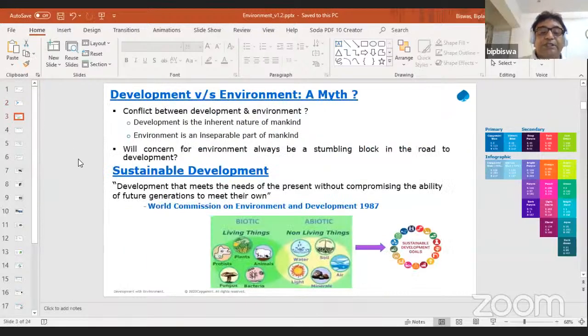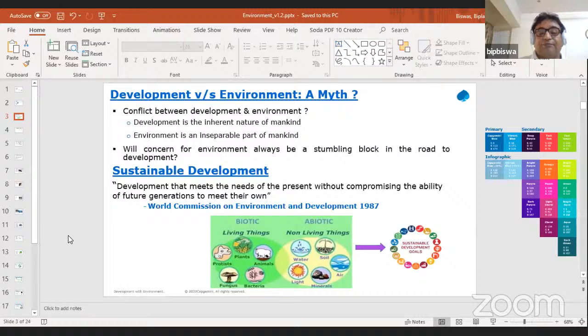So is it a myth? Is it a myth, development versus environment? How can we talk about development versus environment when environment is an essential and integral part of a living being? So development versus environment is probably a myth. There is no conflict between development and environment. One should consider development along with environment rather than versus environment.